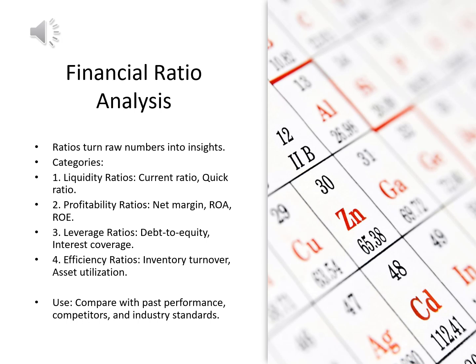Leverage ratios, like debt to equity and interest coverage, assess financial risk and use of debt. Efficiency ratios, including inventory turnover and asset utilization, indicate how effectively resources are managed. These ratios are most useful when compared over time, against competitors, or against industry standards.